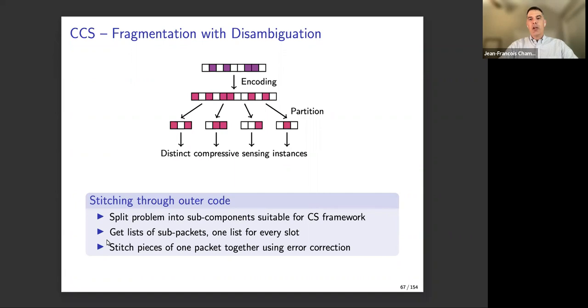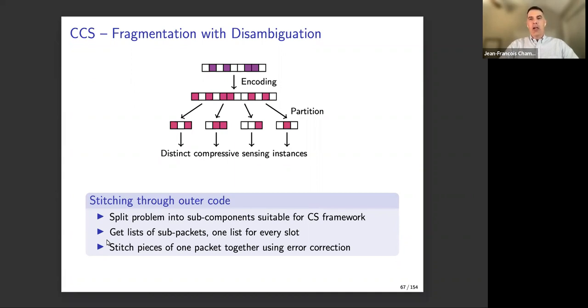But there were some unresolved issues in the sense that if you do data fragmentation and you do some sort of compressed sensing on the small fragments, then you get lists of fragments as the output of your decoding. And then you still have to devise a way to stitch the fragments together, or pick a fragment that was in the first slot and pair it with a fragment in the second slot and the third slot and so on, so that you can recover a message. And we know how to do that well.